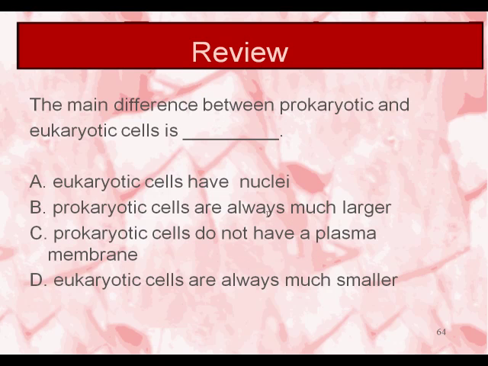The main difference between prokaryotic and eukaryotic cells is: A, eukaryotic cells have nuclei. B, prokaryotic cells are always much larger. C, prokaryotic cells do not have a plasma membrane. D, eukaryotic cells are always much smaller. Based on simple recall content, we know that the correct answer is A.